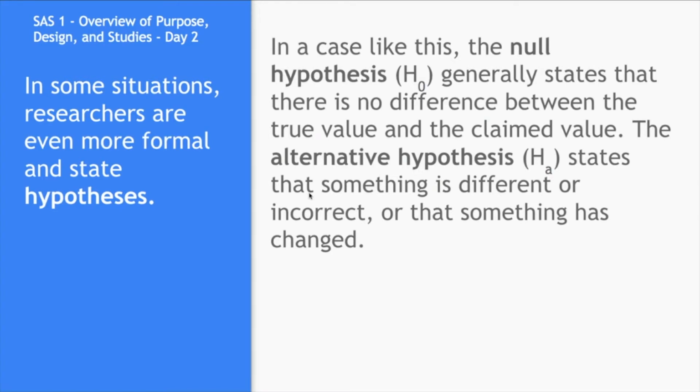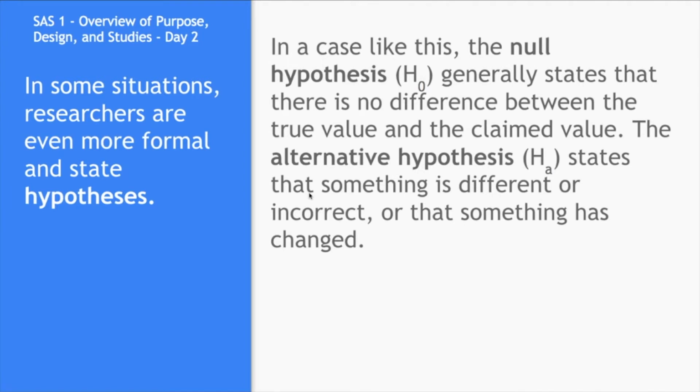Okay, in cases like this, the null hypothesis, or H subscript null, generally states that there is no difference between the true value and the claim value. So the true value is the value that you have measured. So you have found an average or a mean average of some value that you're seeking to discover whether it is the same as the claim value. The null hypothesis says that there is no difference and they are the same.